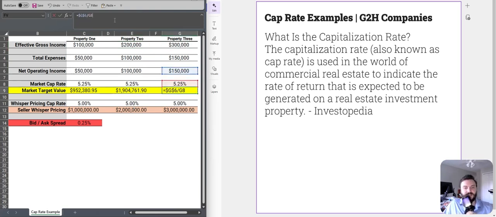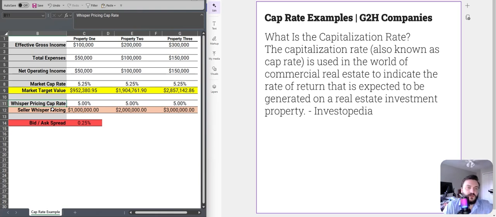And again, these are just taking this number, your net operating income, dividing it by your market cap rate. That is how you get your target market value. That's it. That's all you got to do. And then down here, you get the whisper pricing.